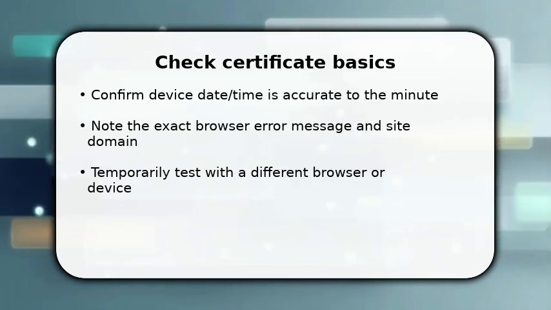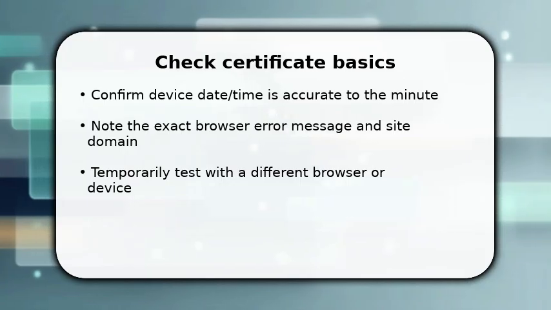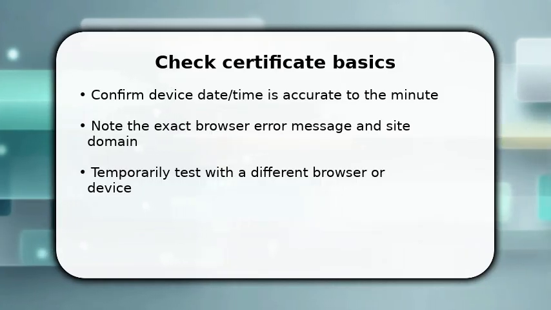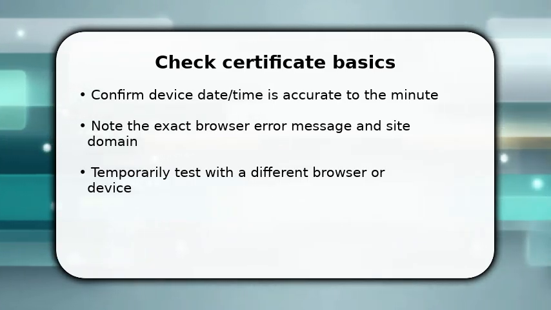You start by confirming the fundamentals. Check your device date and time and correct them if wrong, because certificates rely on accurate clocks. Then note the exact browser error and the site domain so you know whether this is site-specific. Once done, try the site in a different browser or on another device. That isolates whether the problem is local. Make sure to avoid bypassing warnings yet. We are gathering facts first, so the next steps are precise and safe.